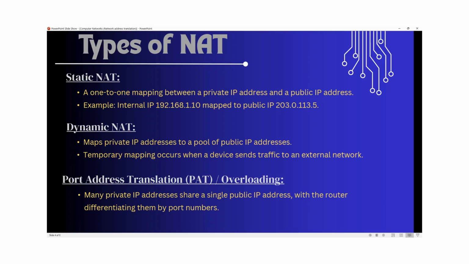Dynamic NAT: mapping private IP addresses to a pool of public IP addresses. Temporary mapping occurs when a device sends traffic to an external network. Port address translation: many private IP addresses share a single public IP address, with the router differentiating them by port numbers.